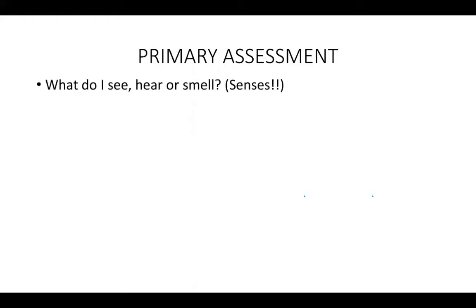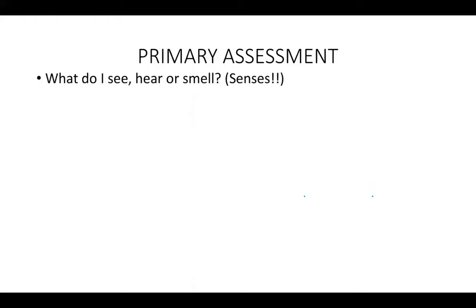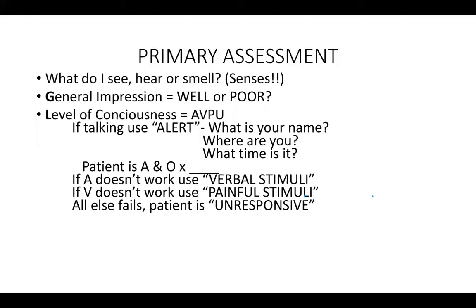So let's talk about the first few parts. Before you jump into your primary assessment, you want to come up with what you see, hear, or smell. This helps you use your senses to come up with a general impression of your patient, which is the first one. Your general impression can either be well or poor. If your patient is talking to you and looks stable, they might be well in condition. But if they're having dyspnea, trouble breathing, in the tripod or sniffing position, they're probably going to be more of a poor general impression. So that's your G. Next is the L.